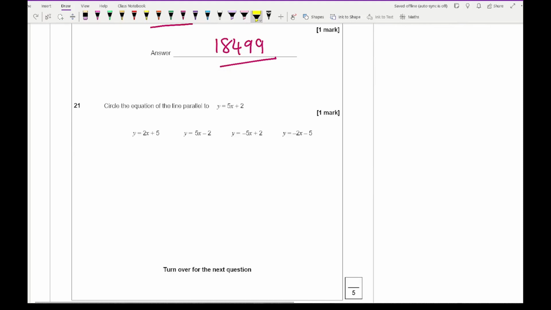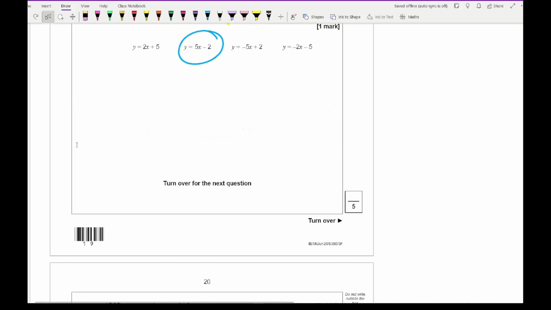Next question then says circle the equation that is parallel to y equals 5x plus 2. Well, parallel lines have the same gradients. I'm looking for which has a gradient of 5, and that's going to be our second option. So the answer is y equals 5x minus 2.